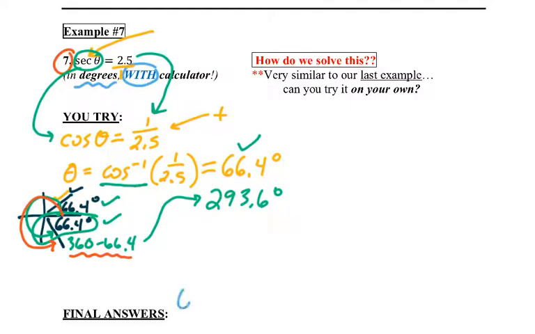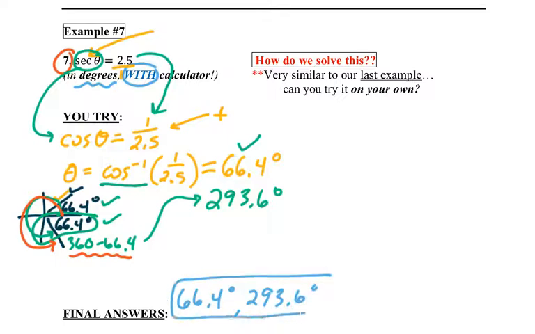Final answers, how about 66.4 degrees and 293.6? Final answer. You can feel free to plug those back in. I don't know if I'd plug it back into the original. It might be a little tricky, but maybe plug it back in over here and just plug in cosine of those answers and see if you get about 1 over 2.5.